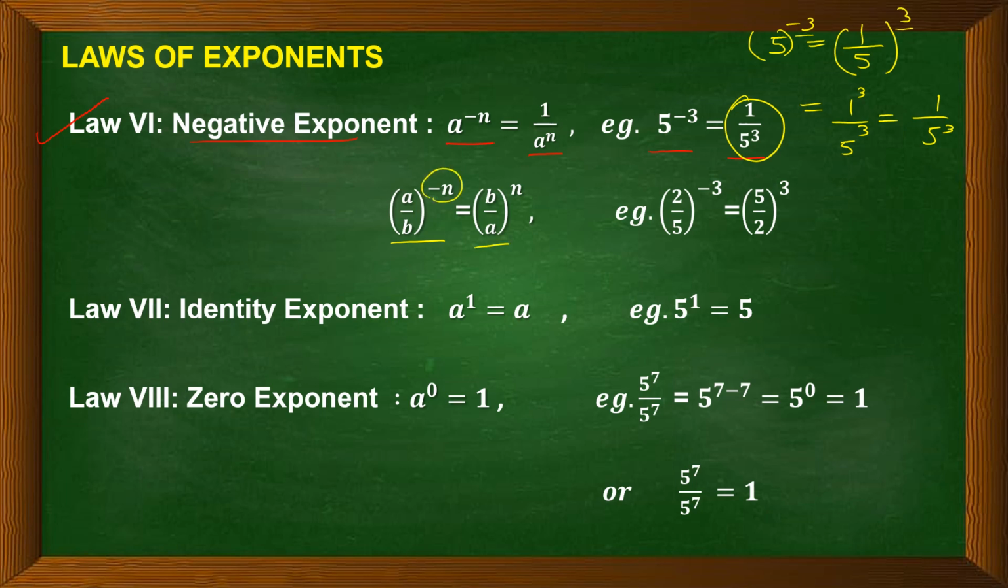So minus n has become plus n. For example, (2/5) raised to power minus 3 can be written as (5/2) raised to power 3. So minus 3 has become plus 3.